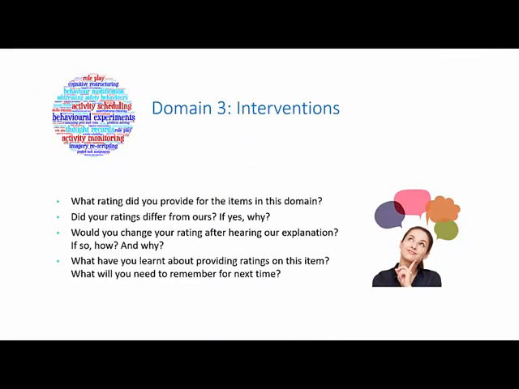As with the previous domains, we'd invite you here to just pause the recording and take a moment or two to reflect on the scores that you provided for this domain and the scores that were provided by the scale authors for this domain.